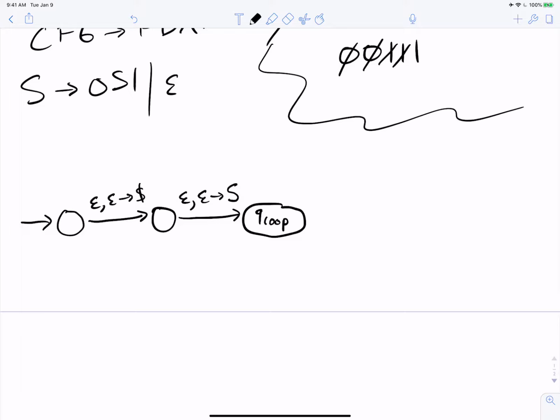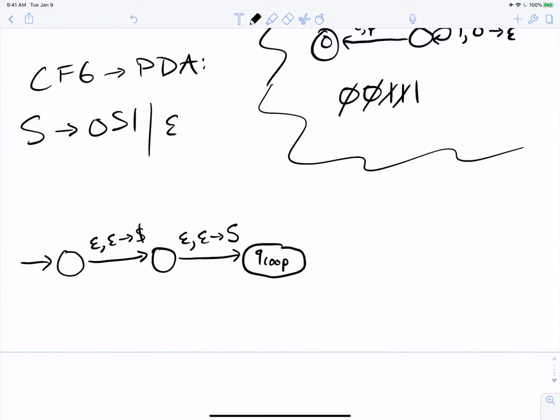Okay. So the responsibility of QLoop is, let's figure out what's happening right now. And by that I mean, if there's a variable at the top of the stack, let's apply a rule to it. If a terminal's on top of the stack, read it off of the input and pop it off at the same time.